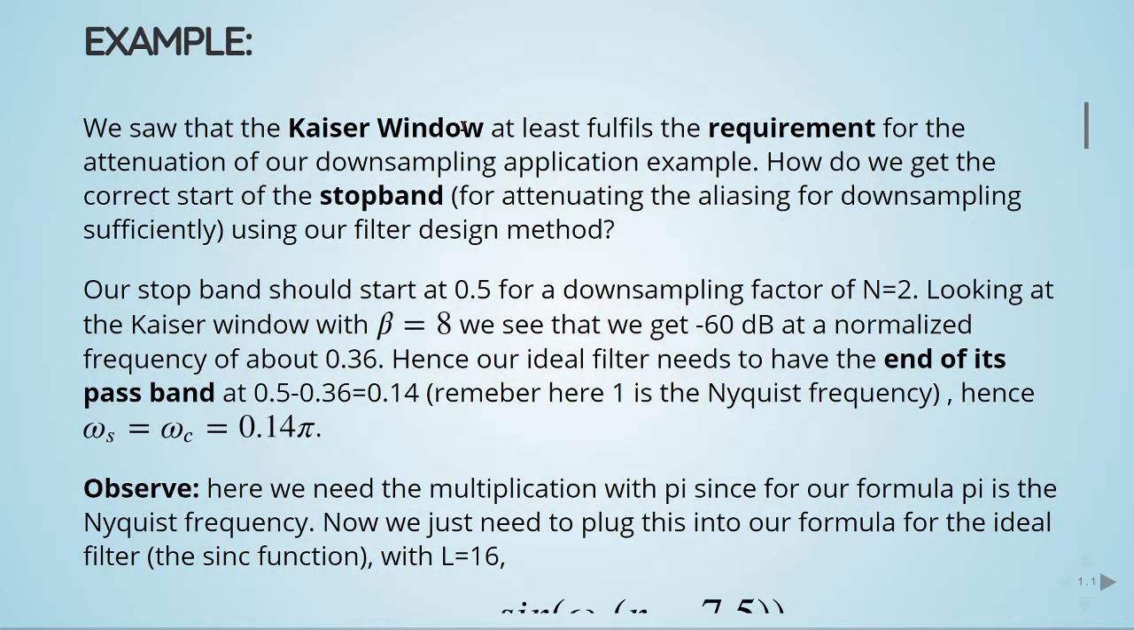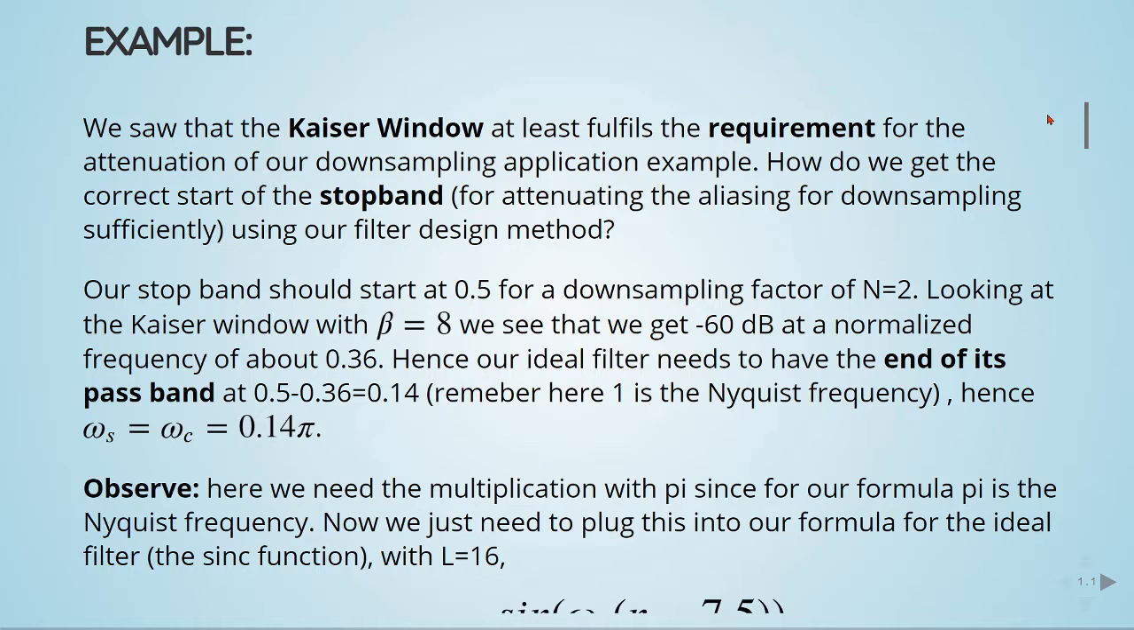Let's take a look at this example. We saw that the Kaiser window at least fulfills the requirement for the attenuation of our downsampling application example. How do we get the correct start of the stop band for attenuating the aliasing for downsampling sufficiently using our filter design method? Our stop band should start at 0.5 for a downsampling factor of n equals 2.